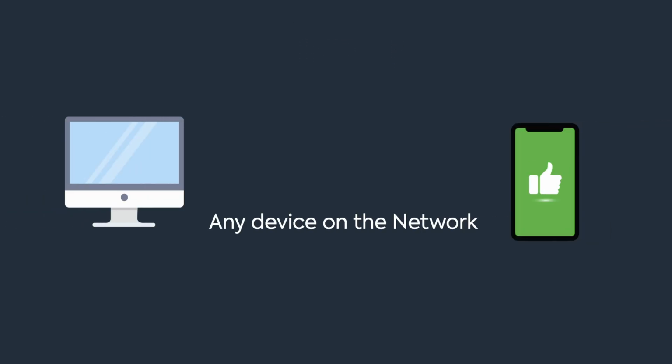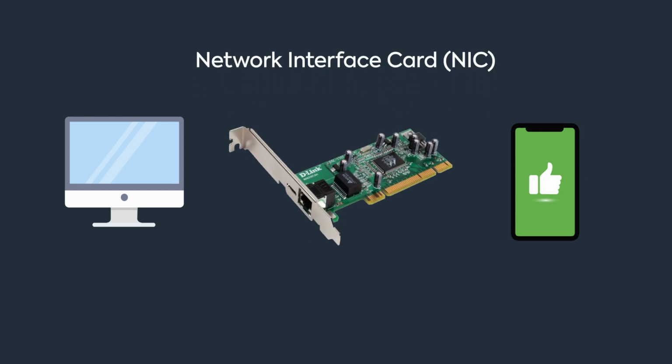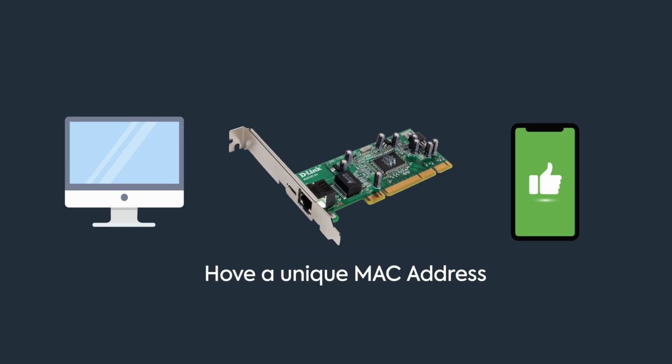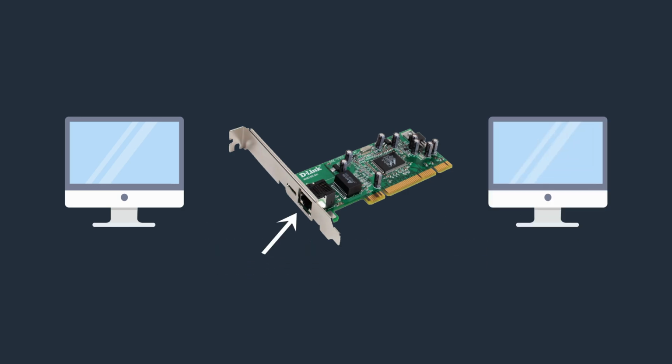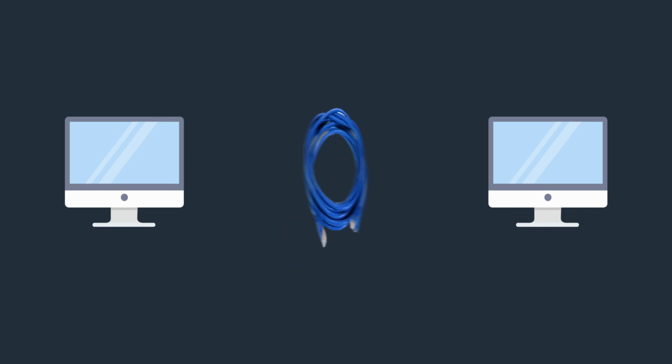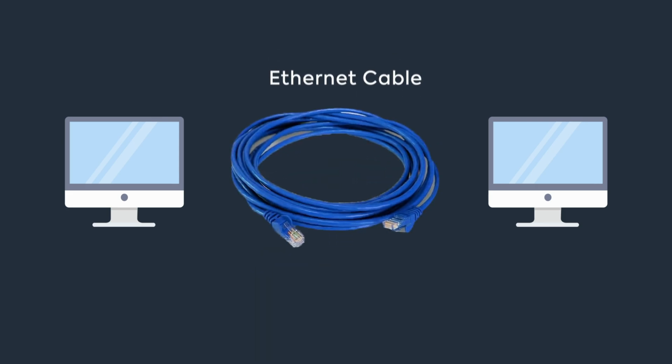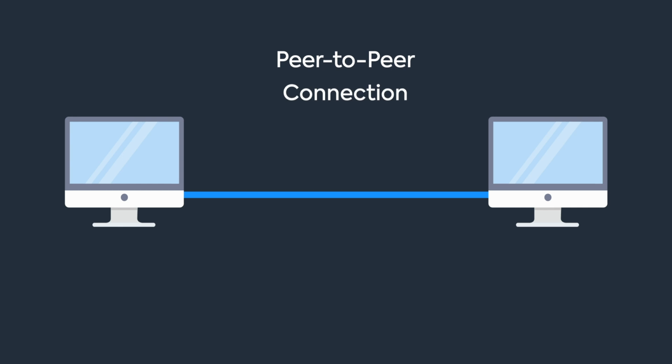Any device on the network is called a node, and these nodes have a network interface card built in them, which allows them to connect with other devices. Remember, all network interface cards have a unique address known as a MAC address, and this port you see is an Ethernet port. You can use an Ethernet cable to connect two PCs directly and form a peer-to-peer connection.